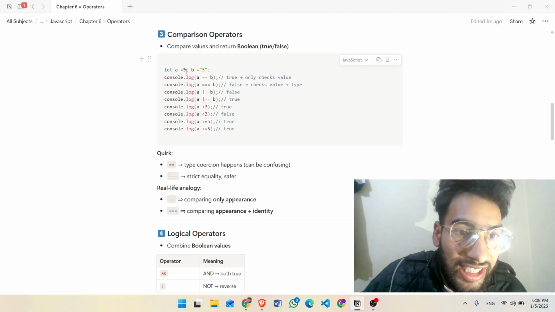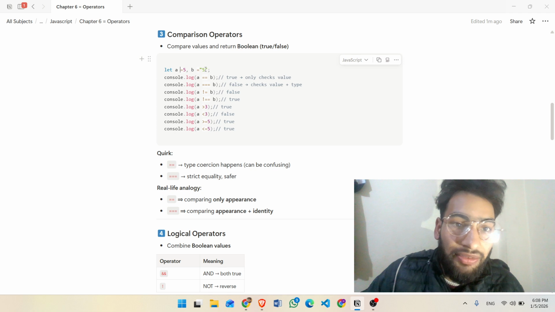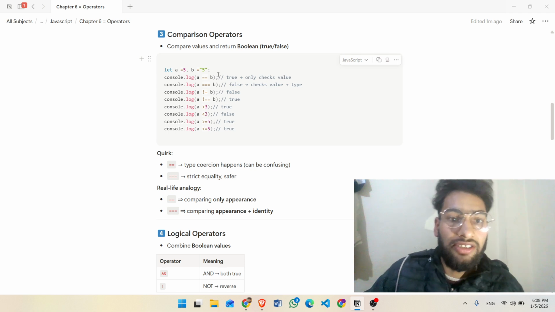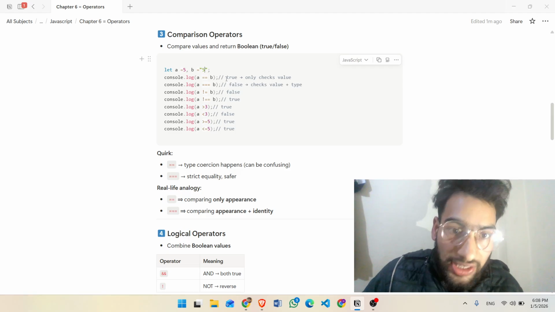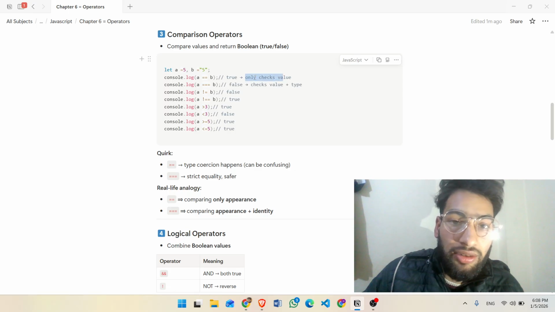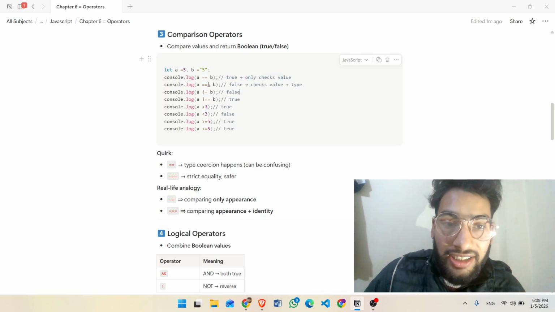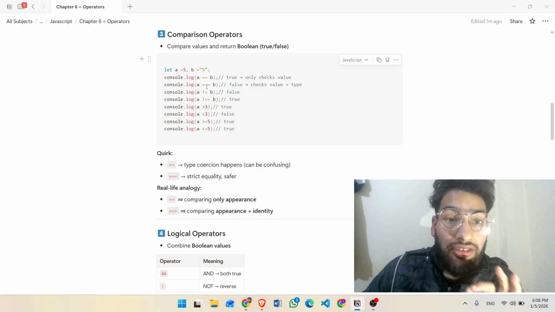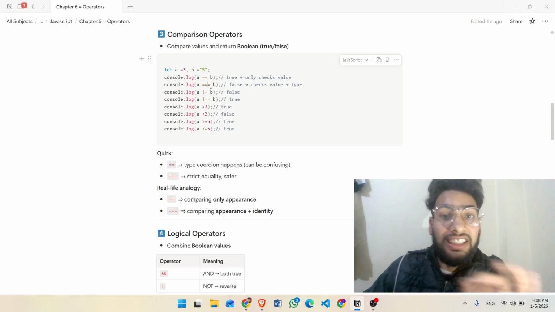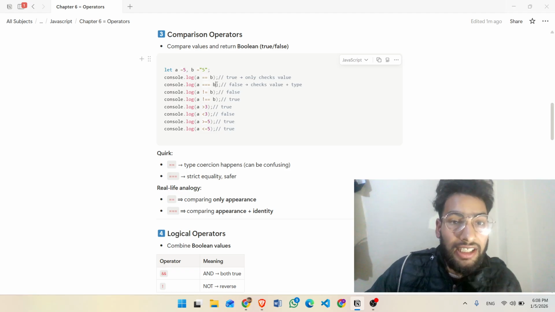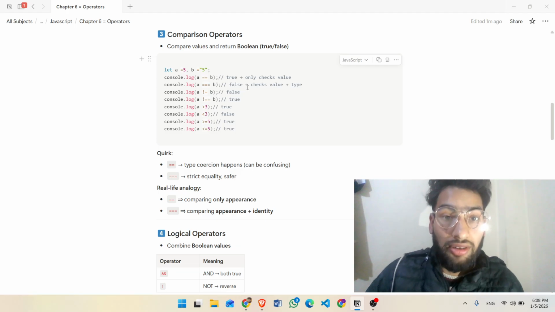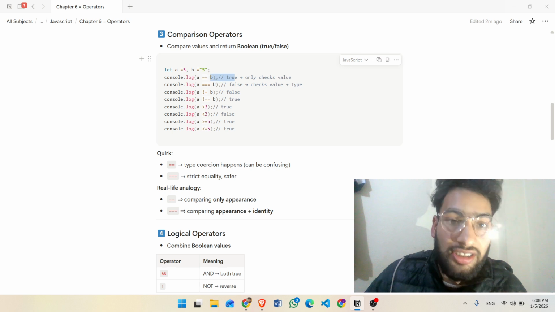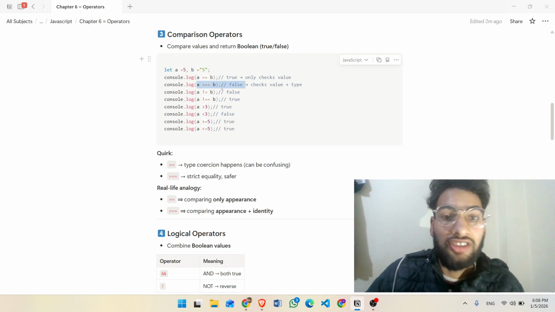Because the values of a and b are equal, 5 and 5, it gives true. It is checking the value. Let's see another one. Here a is equal to, triple equals, b. It is giving us false. Let's see how. Here it is giving us true, but here it is giving us false.